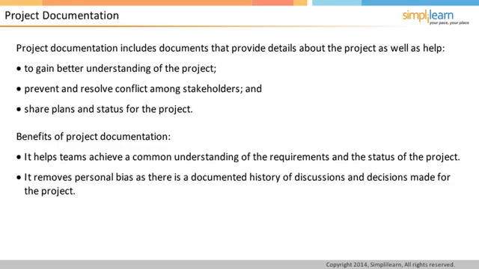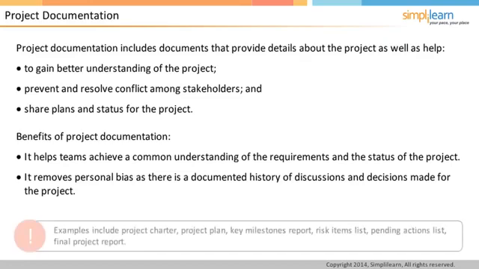Depending on the nature of the project, each project produces a number of different documents. Some of these documents are the project charter, project plan, and its subsidiary plans. Other examples of project documentation include project status reports, including key milestones report, risk items, and pending action items. The frequency of these reports is determined by the need and complexity of the project. These reports are sent to all stakeholders to keep them abreast of the status of the project.